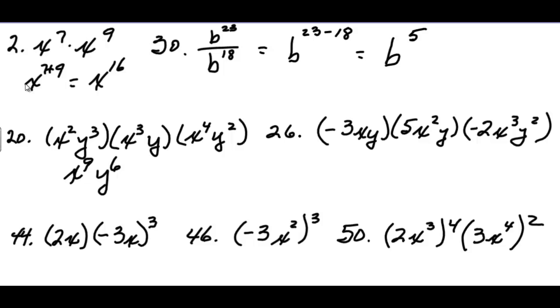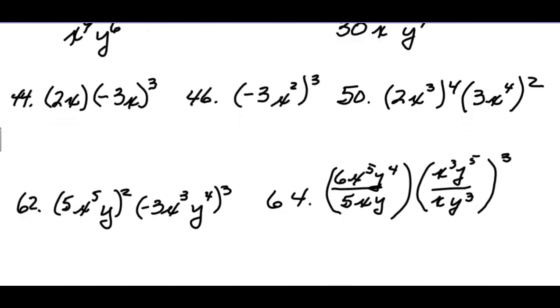Looking at number 26, first we have to take care of the coefficients, those numbers in front, to include the sign. So we have negative 3 times 5 makes a negative 15, and then negative 15 times a negative 2 gives us a positive 30. The next thing we're going to do is count how many exponents we have for x. We have 1 in that first term, 2 more in the second term, and 3 in the third. Those all add up to x to the 6th. For y, we have 1 in the first term, 1 in the second term, and 2 more in the third, so that makes y to the 4th.